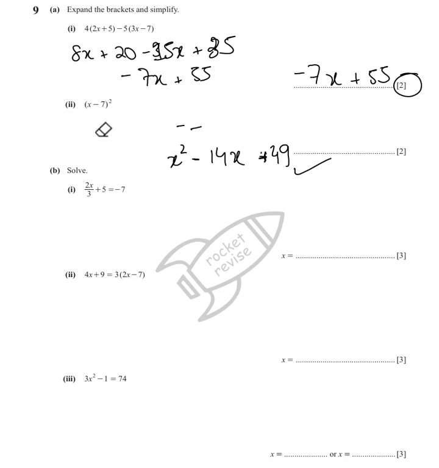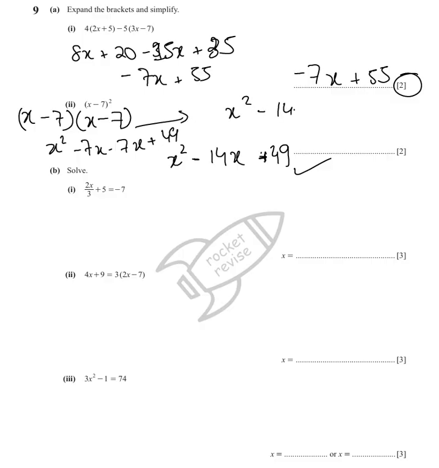Now, as of yet, I was expanding the bracket completely. But let's do that for verification. I want you all to save your time in the exam like this. x into x, x squared, minus 7x, minus 7x, plus 49. x squared minus 14x plus 49. This is the same answer you will reach in either of the cases, right? Okay, great.